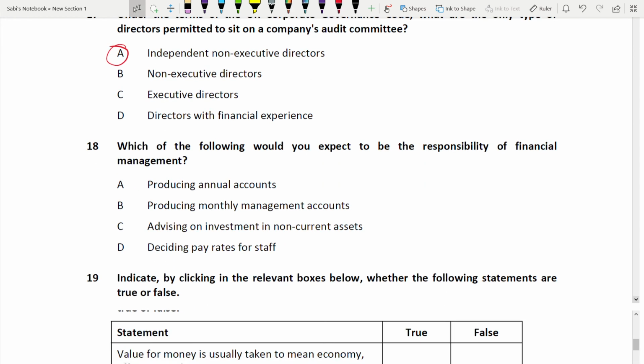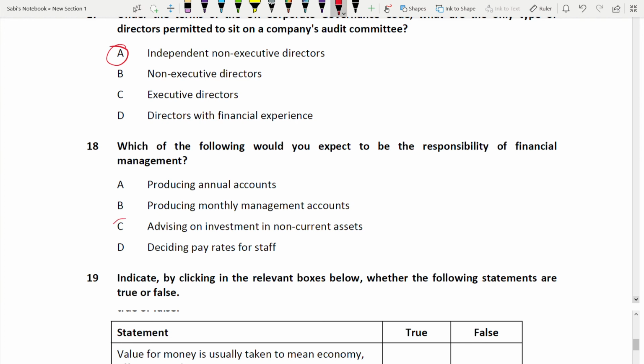Question 18. Which of the following would you expect to be the responsibility of the financial management? Is it producing annual accounts? No, because it is the job of the financial accountant. Producing monthly management accounts? No, because it is the role of the management accountant. Advising on investment in non-current assets? Yes, because investing in non-current assets is an investment decision. C. Deciding the pay rate for staff. It is again the job of the management accountant. So C is the right answer.